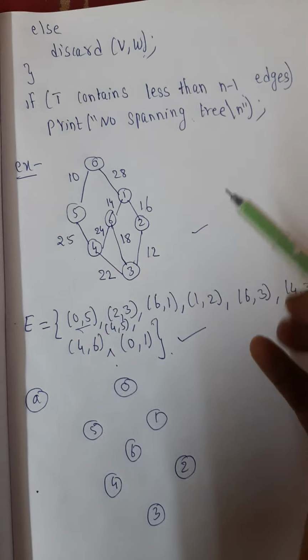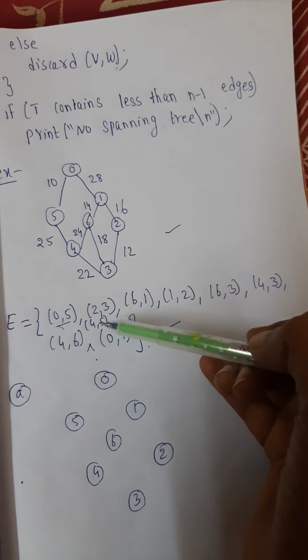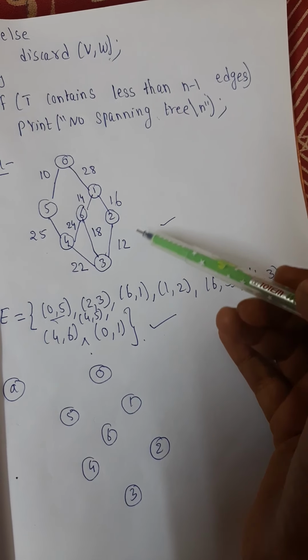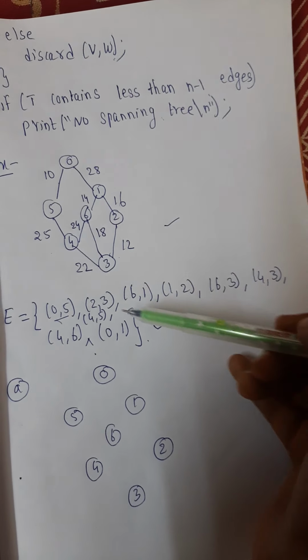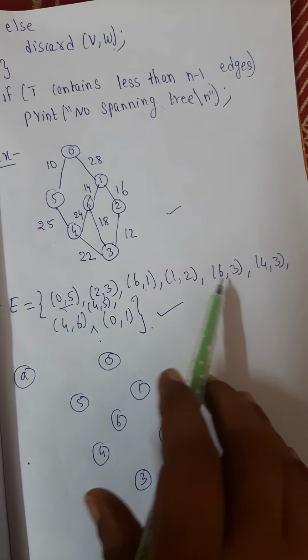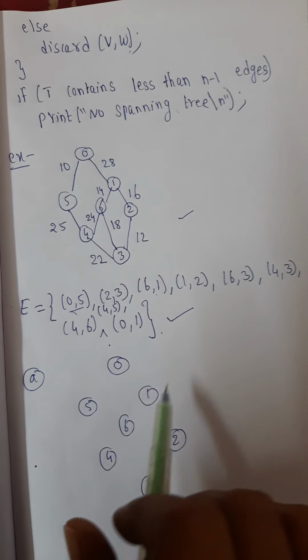So 0, 5 has the minimum weight, 10. Now 2, 3 has the next minimum, which is 12. Next is 6, 1, which is 14. So I am writing the edges in ascending order. This is the first step that I am doing here.